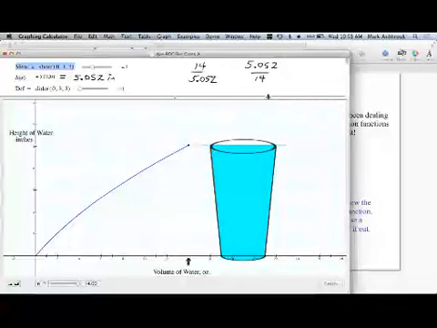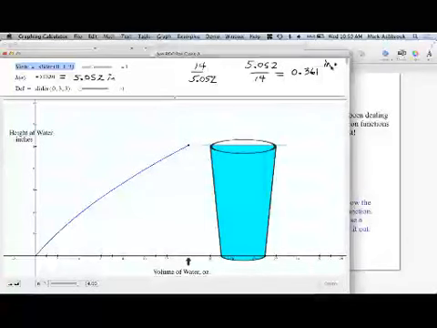Which is the average rate of change of height with respect to volume? Second one. You want to change? Yeah. You can change, okay? Do we get a number? What is it? 0.36 inches per ounce.